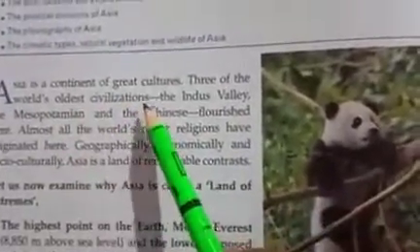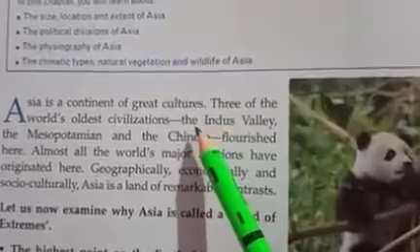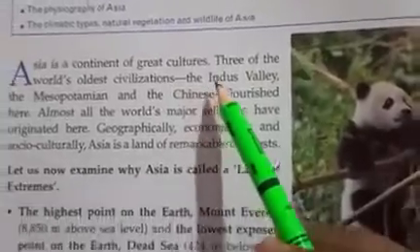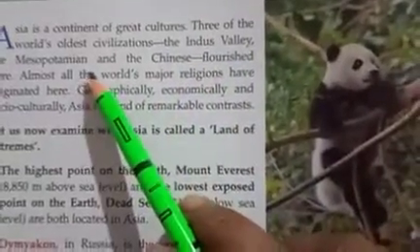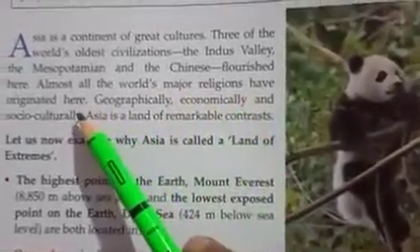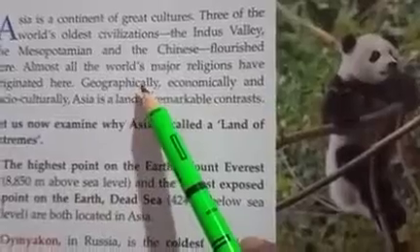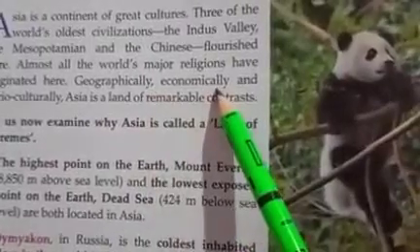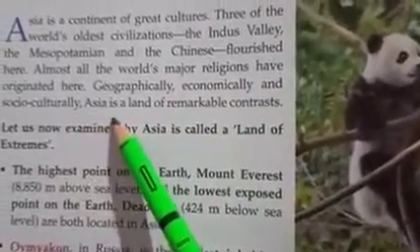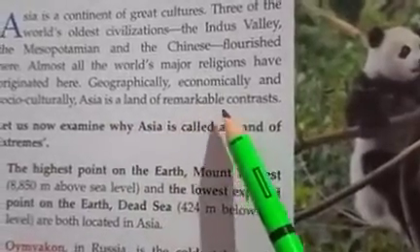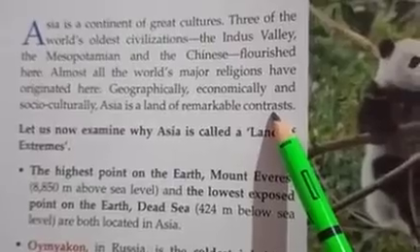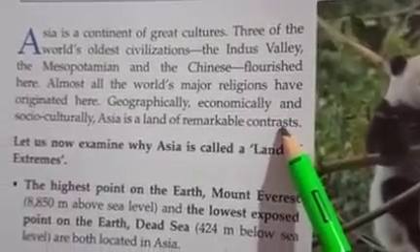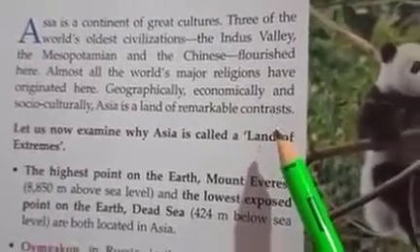Asia is a continent of great cultures. Children, here all the old civilizations sprang up. So, old civilizations like Indus Valley, Mesopotamian and the Chinese flourished here. Almost all the world's major religions have originated here. Geographically, economically and socio-culturally, Asia is a land of remarkable contrast. Contrast means there you would find a large difference from one place to another, from one region to another, or from one country to another.